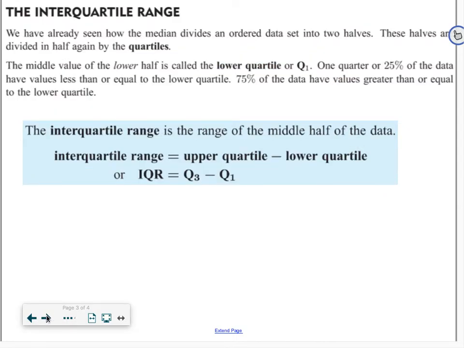A second way of talking about our spread of data is following our interquartile range. The quartiles break things up into quarters, into 25%, 50% being our median, and our upper quartile being our top 75%. From that, we can talk about our interquartile range, which is our quartile 3 minus our quartile 1, and that is going to give us our IQR, or our interquartile range. So let's look at an example here.